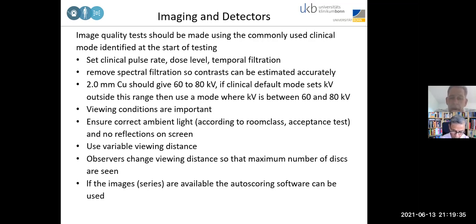Viewing conditions are important. That means how you look at the quality. Again, we talked about room light, room class, acceptance test, and the ambient light. No reflection on the screen. Use a variable distance, so 1 meter or 50 centimeters away from the screen. And I can tell you, at the beginning, let two persons look at the same screen and evaluate it, not only one, so that more persons look at what you're seeing.